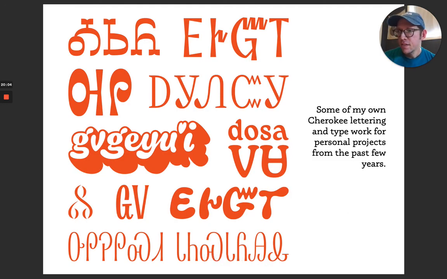And finally, this is just some of my own Cherokee lettering and type work that I've done for personal projects over the last few years. As I said, I'm working on the syllabary as part of my final project for Type West too, but I can't share any of that yet because it's not in any kind of a state to share. But I'm excited about that, and I'm looking forward to working on more of this going forward. I want it to be a large part of what I do with my eventual practice, and I hope that it will be useful.